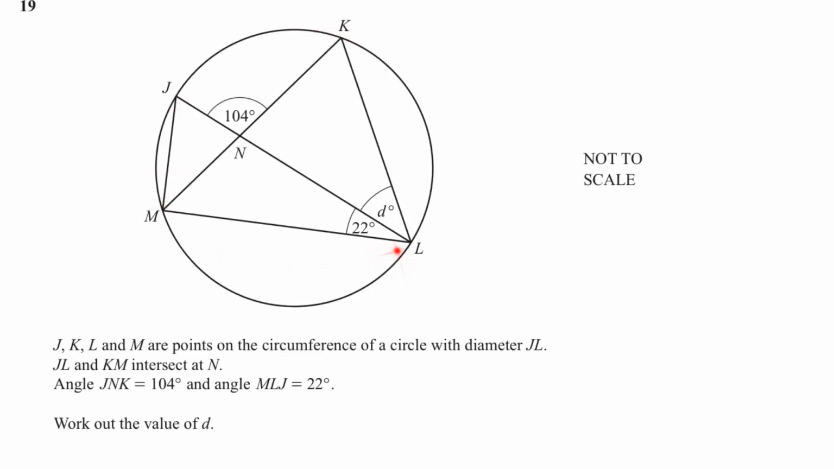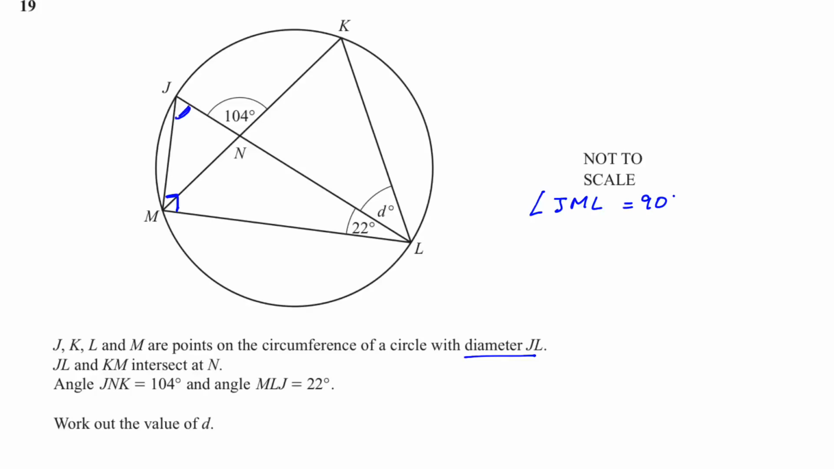We have been given a circle and certain angles have been given to us. And JL is a diameter. This is a very important information. JL is a diameter, and we have to work out the value of d. Why is this important information? JL is a diameter because the angle opposite the diameter, or angle in a semicircle, is equal to 90 degrees. Therefore, the first information you have is angle JML is equal to 90 degrees.